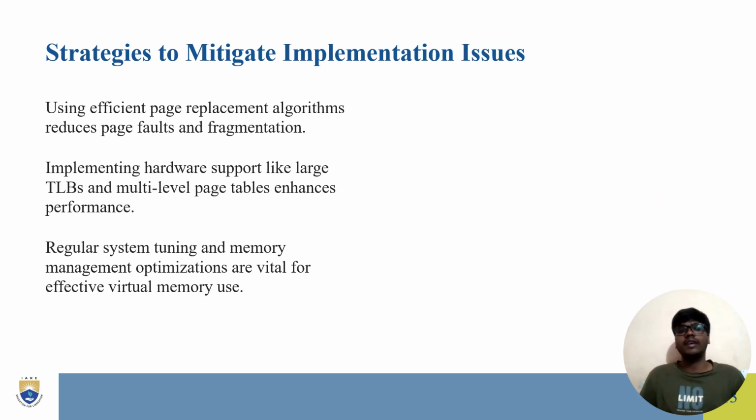Strategies to mitigate implementation issues. Using efficient page replacement algorithms reduces page faults and fragmentation. Implementing hardware support like large TLBs and multi-level page tables enhances performance. Regular system tuning and memory management optimization are vital for effective virtual memory use. Here, regular system tuning and memory management optimization play a vital role for virtual memory use.